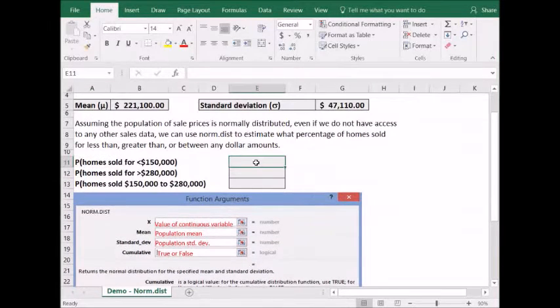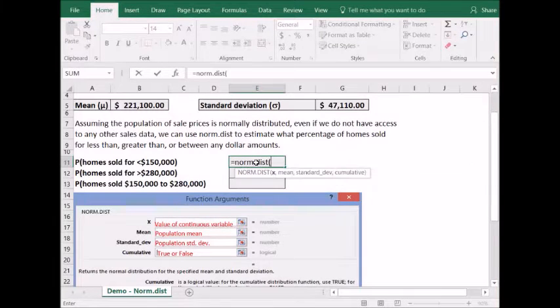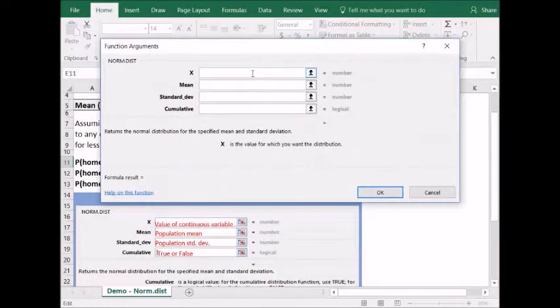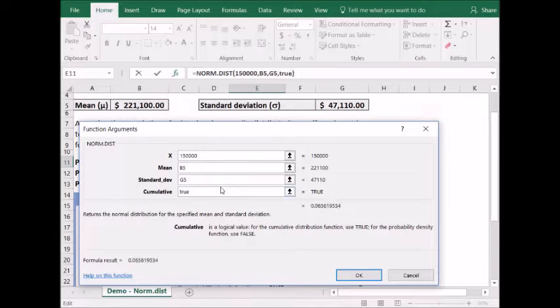Let's use the dialog box to answer the first question. In the cell, I'll type equals norm.dist, open parenthesis, and then click this FX button to open the dialog box. In the dialog box, we'll enter 150,000 with no commas. For the mean, I'm going to go up here and click on the cell that has my mean, and for the standard deviation, I'll do the same, and then for cumulative, I'll say true. We can see the answer is already showing up. It's about 6.5%.